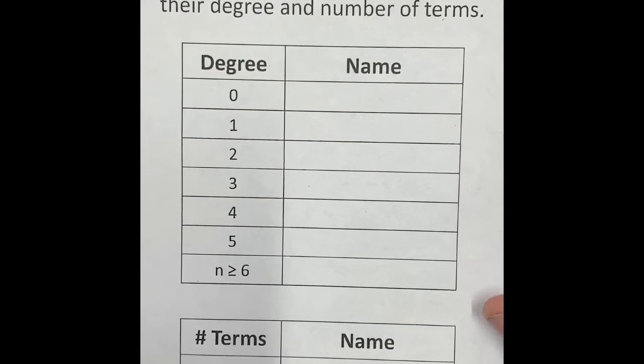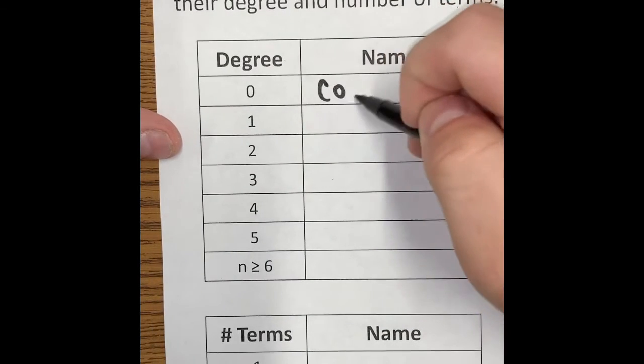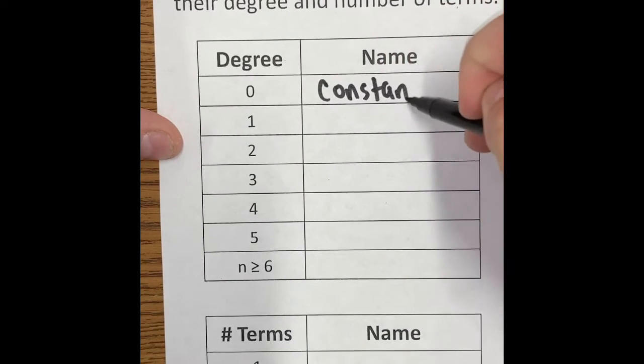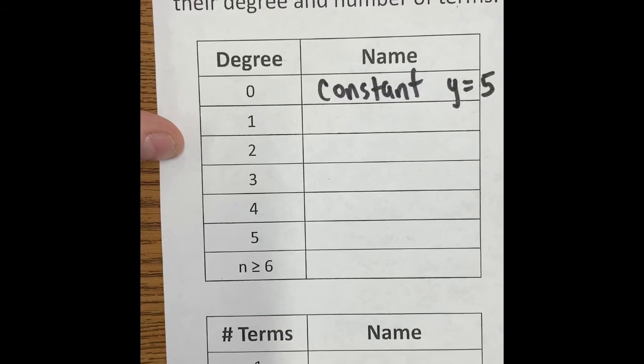Now that we've talked about the degree and number of terms of a polynomial and the parts of a polynomial, we can now talk about naming polynomials. Polynomials are named according to their degree and number of terms. If the degree is 0, that is a constant. That would look something like y equals 5. There's no exponent, so that's a constant term, no variable.